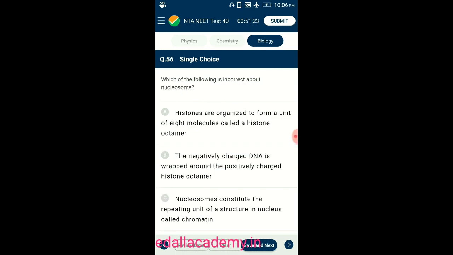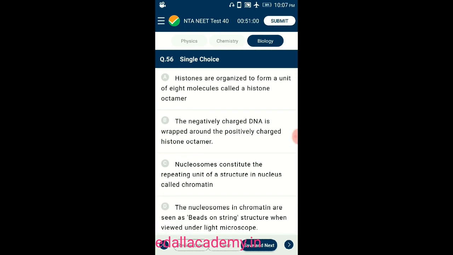Question number 56. Which of the following is incorrect about nucleosome? The nucleosome chain represents a beads-on-string-like structure when viewed under the electron microscope.